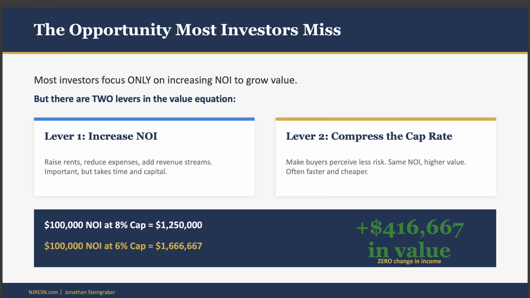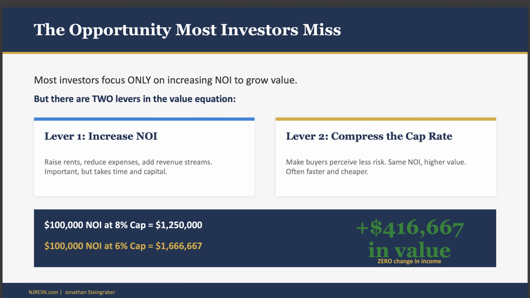So the opportunity that most investors miss is that they increase NOI, that's great, but they don't compress the cap rate. Okay, and look at this example right here. $100,000 net operating income building. Let's say we don't add any net operating income to it, but we rebrand the building, we do all the things that I'm about to teach you, and then we get somebody to pay a 6% cap. The difference is $416,000 in value. So step one is what? Increase net operating income. Step two is compress cap rate.